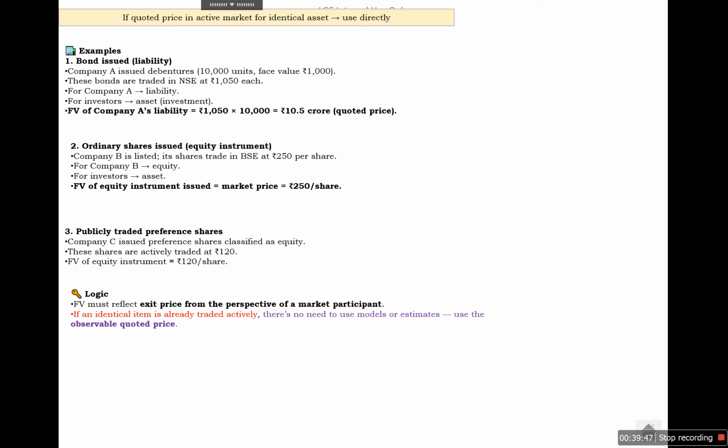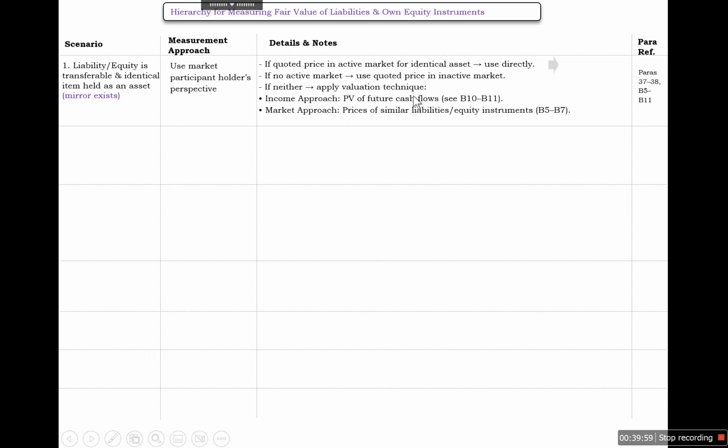And if the asset is actively traded, there is no need to use any other model or estimate, and we need to use the observable quoted price only. And in case there is no active market, we need to use the quoted price in the inactive market. And what is the inactive market? So let's learn from the example. If there is no active market, we need to look at identical market instruments. For example, quoted price in inactive market where trade happens but infrequently or in very small volume.